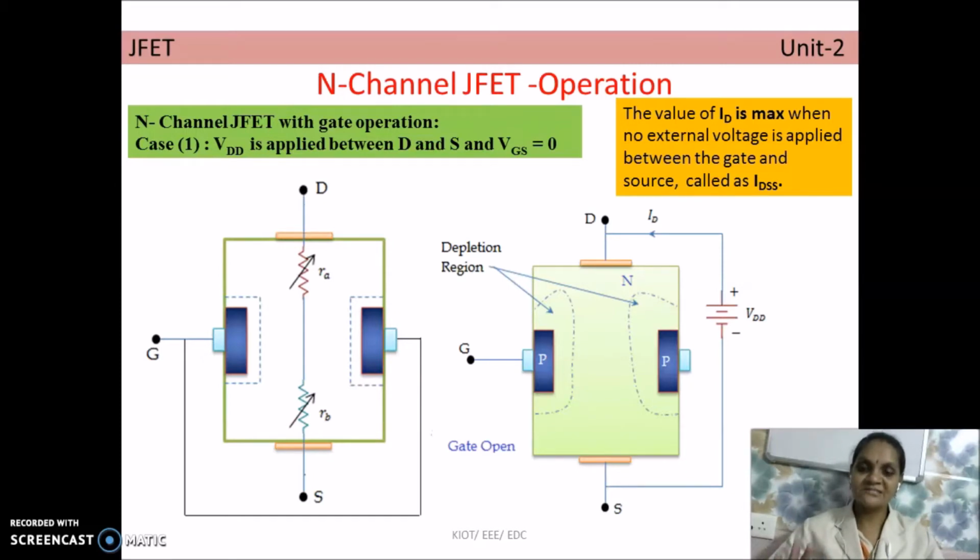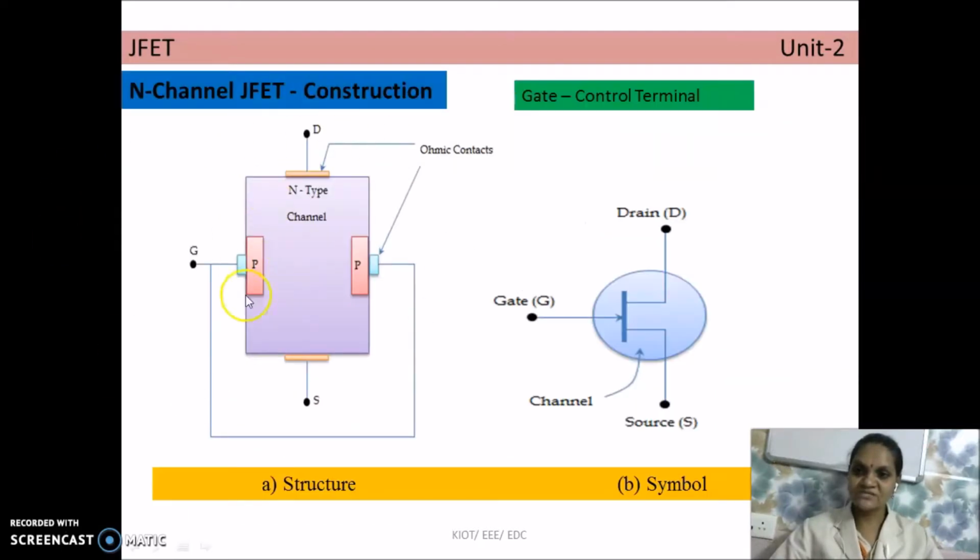We have already discussed case 1. This is an unbiased FET, when no external biasing voltage is given. Biasing means the voltage that is required to bring the device to its active state. Here, no voltage is applied between drain and source, as well as between gate and source. With a structure like this, there will not be any flow of charge carriers from the source to the drain. The device is useless.